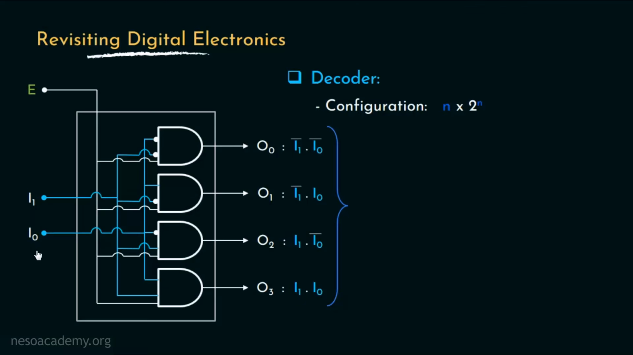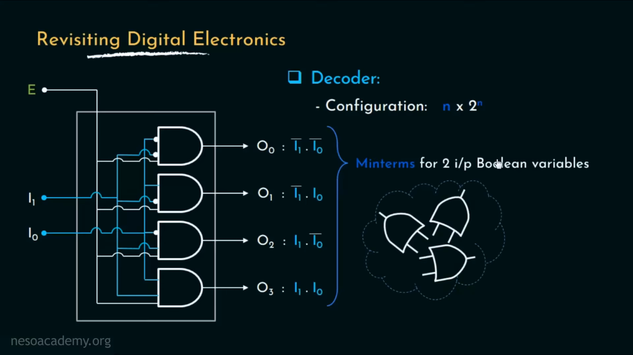In other words, these are the minterms for two input Boolean variables. And we all know if we use OR gates, we can implement any function involving two Boolean variables in their SOP or sum of products form. In simpler words, using a decoder, if we want to implement any function, all we need is some extra OR gates. Let me show this to you all.